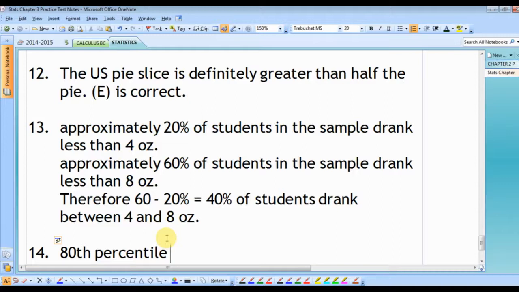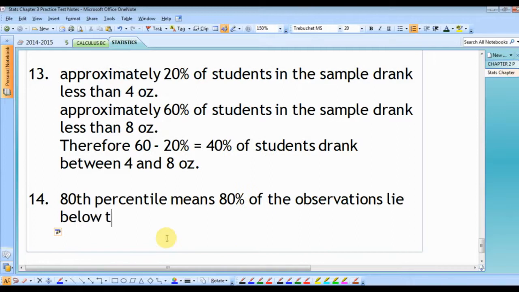Hold on, let me just write this down, okay? 80th percentile means 80% of the observations lie below this number. Well, we don't know what the number is yet. Okay, we've got to figure out where 80% of the observations are.